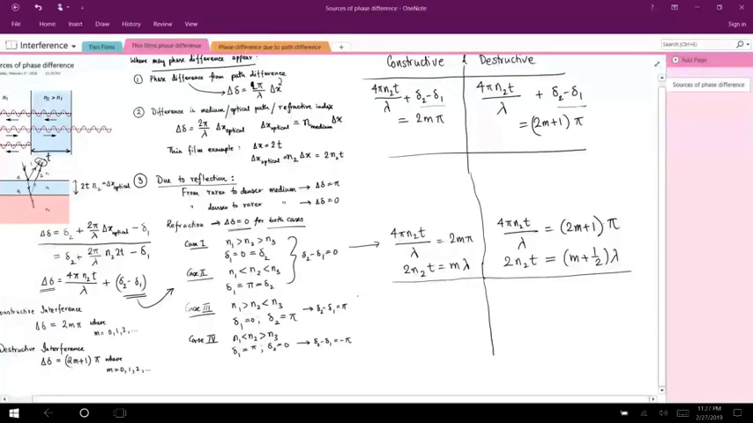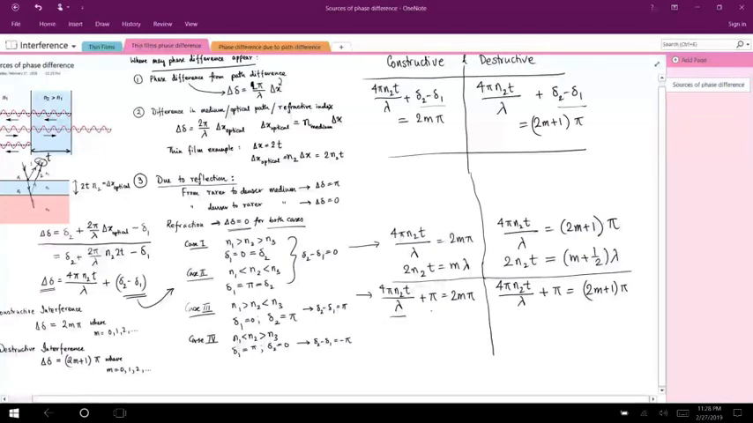For case 3, we will find that the left-hand side of this relationship is just 4 pi n2t over lambda plus pi is equal to 2m pi, and that's the condition for constructive interference. And for destructive interference, we'll find that 4 pi n2t over lambda plus pi is equal to (2m plus 1) pi. And now we can simplify both of these relationships.